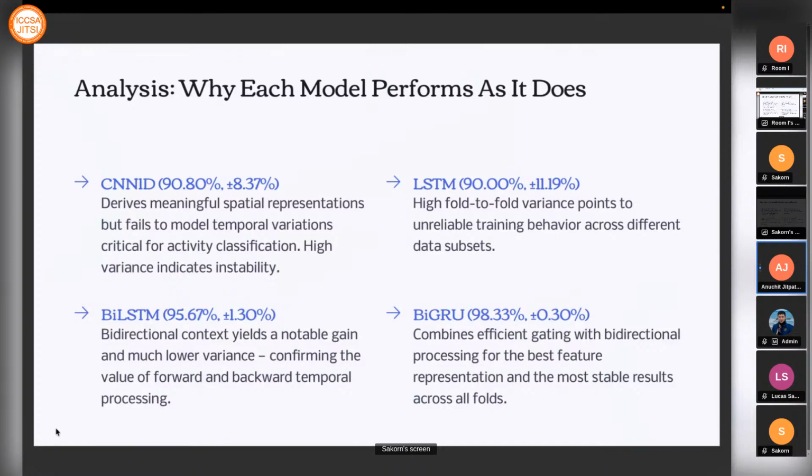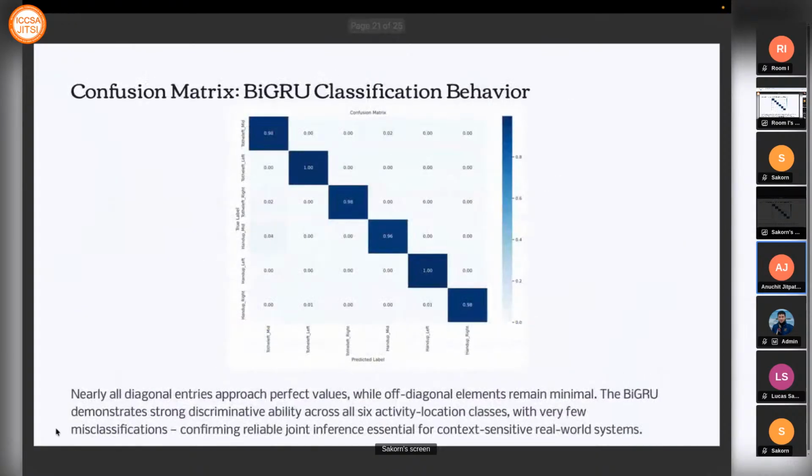And our BiGRU combines efficient gating with bidirectional processing, giving the best feature representation and stable results across all folds. This confusion matrix shows the BiGRU classification behavior across 6 classes. Nearly all the diagonal entries approach 1.00, meaning almost perfect classification.